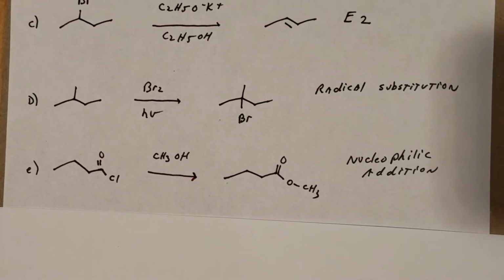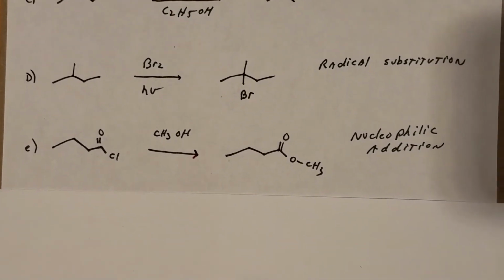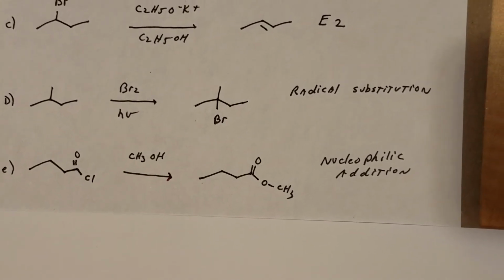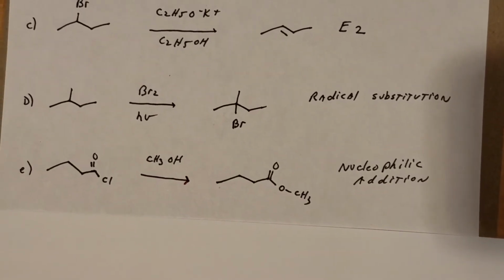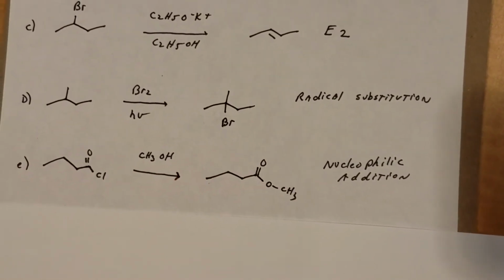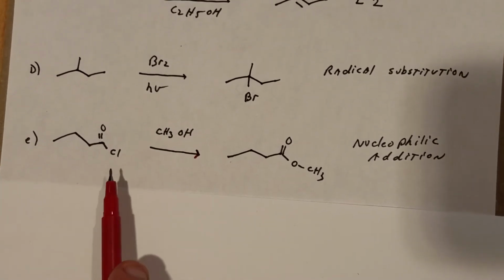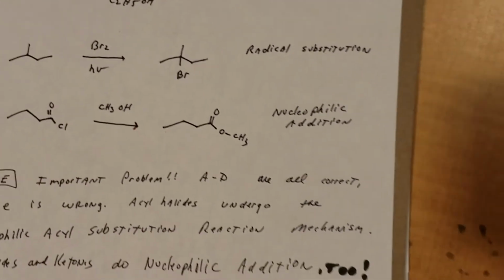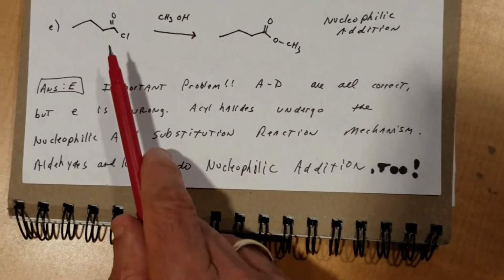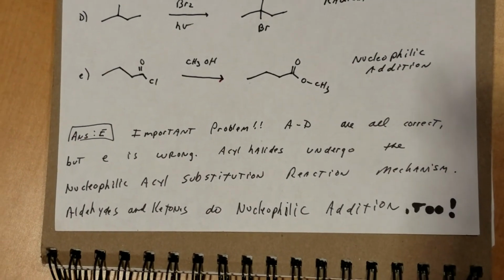They're all correct so far, but the last one, this is showing me an acyl halide being reacted with an alcohol. Now, the minute you see nucleophilic addition, you should say to yourself, that's usually the mechanism for an aldehyde or a ketone. And this is not an aldehyde or a ketone, but an acyl halide. So, as you can see here, this is going to be the answer that I'm looking for. This is incorrect. This is not a nucleophilic addition.